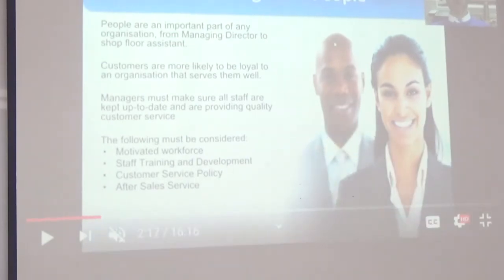All right, another highlight of people in the marketing mix. Customers are more likely to be loyal to an organization. So customers are loyal and staff will become loyal. Motivated, training, customer sales, after sales service.